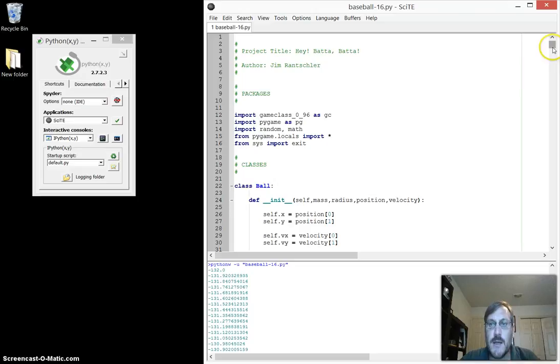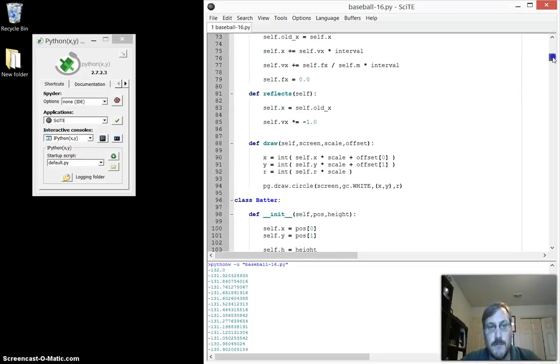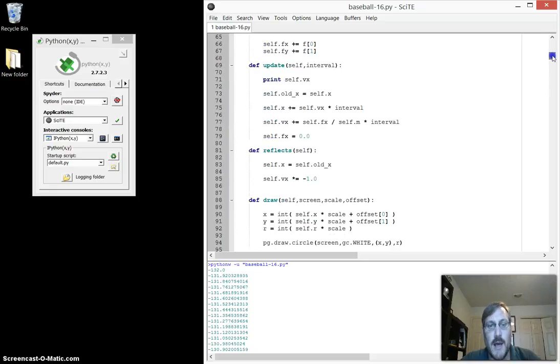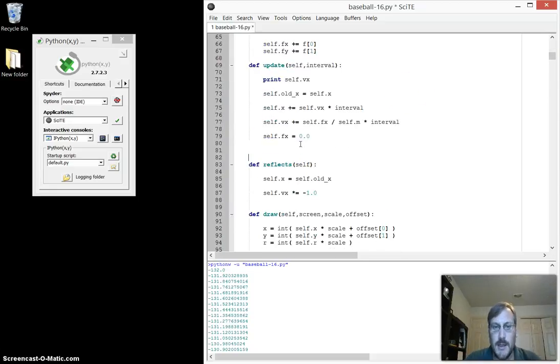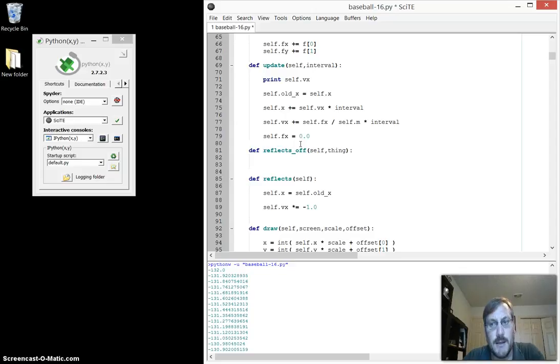The first thing is just to start working on that deflection. That deflection would happen with this reflects, but I don't really like that reflects. I think I'll do a reflects off. I could modify reflects, but I'd like to just make a brand new method for this. I'll keep a more simple reflects in here for bouncing off of the ground, because as you'll see in just a moment, we have a problem with the ground.